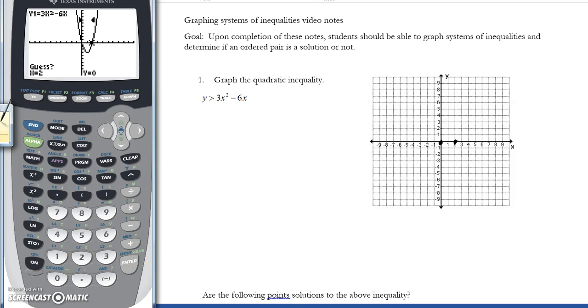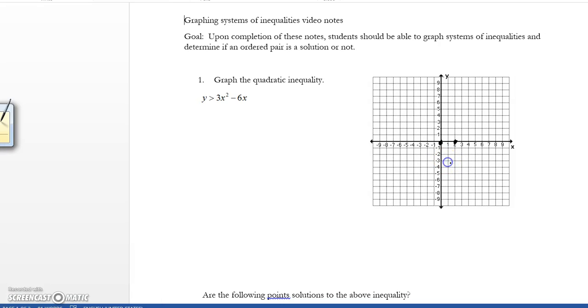Hit enter. Guess, I don't worry about. And my vertex is right there, which is at 1, negative 3. So now we're going to graph 1, negative 3.